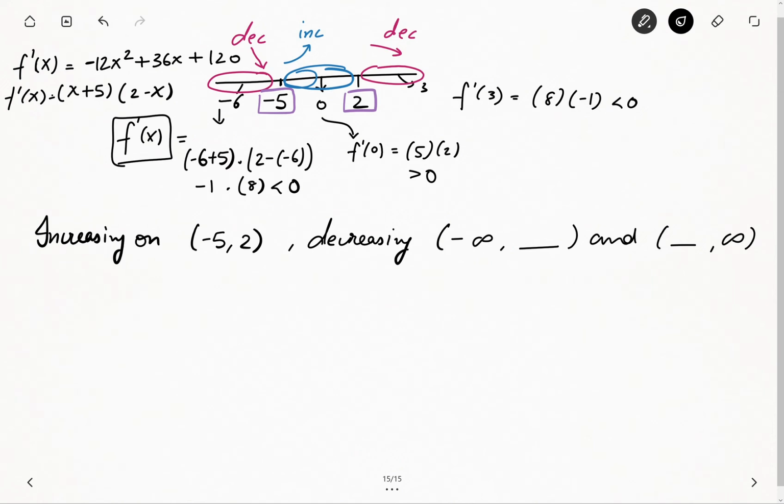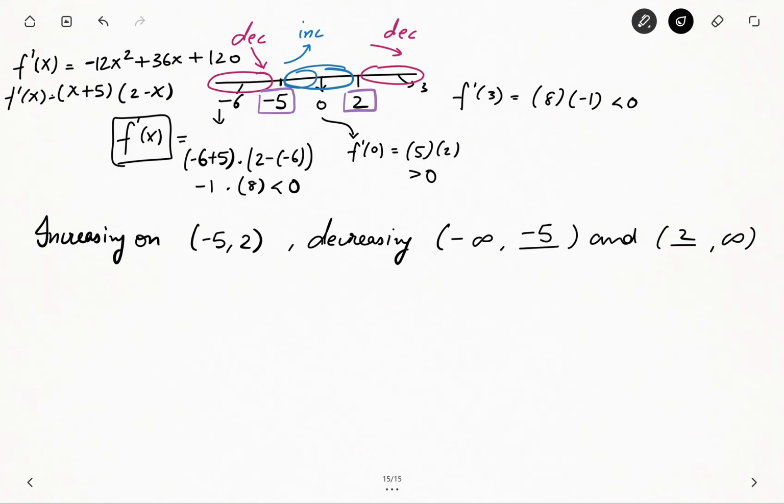As we see, if you come in from the number line, you're decreasing for all the values up to -5. So this one will have -5 plugged in there. And then you start to decrease for all the values above 2. So this will be from 2 to infinity. That's how you figure out the intervals.